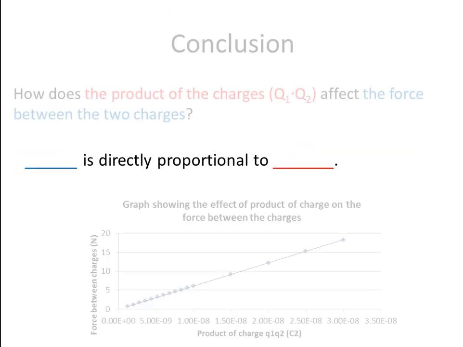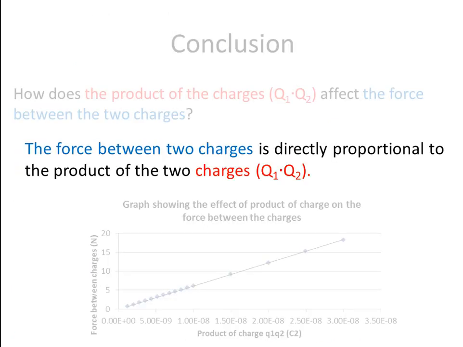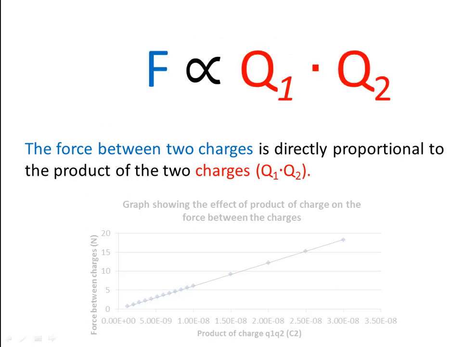So what is our conclusion? The force between two charges is directly proportional to the product of the charges, Q1 times Q2. We can write this mathematically using the mathematical symbol for proportion. Force is directly proportional to the product of Q1 and Q2.